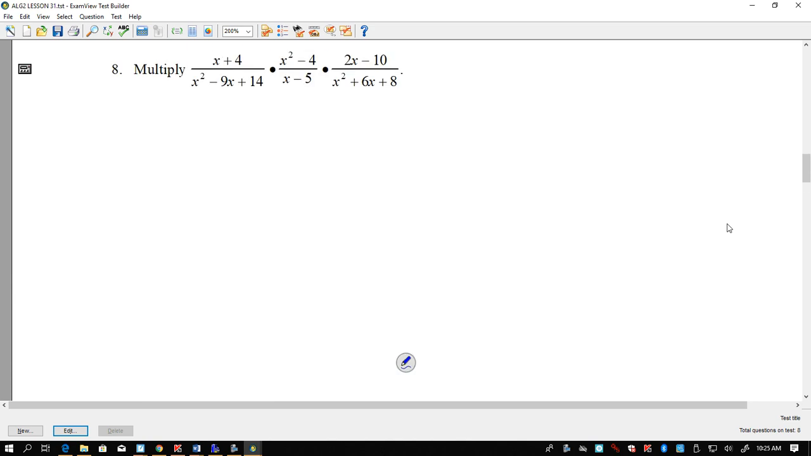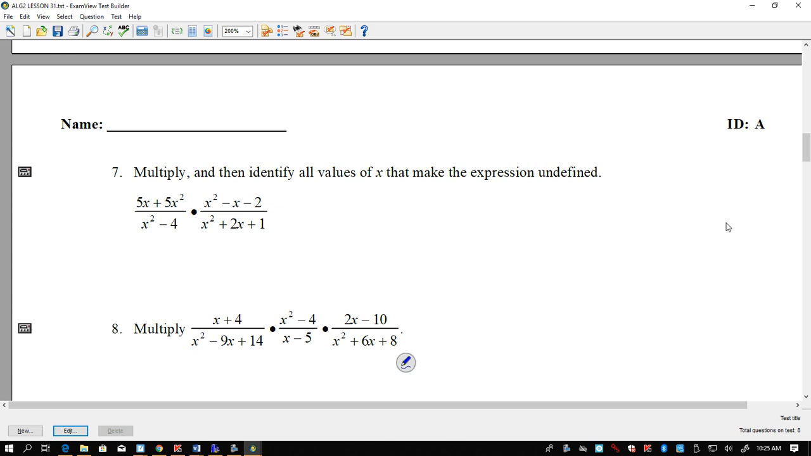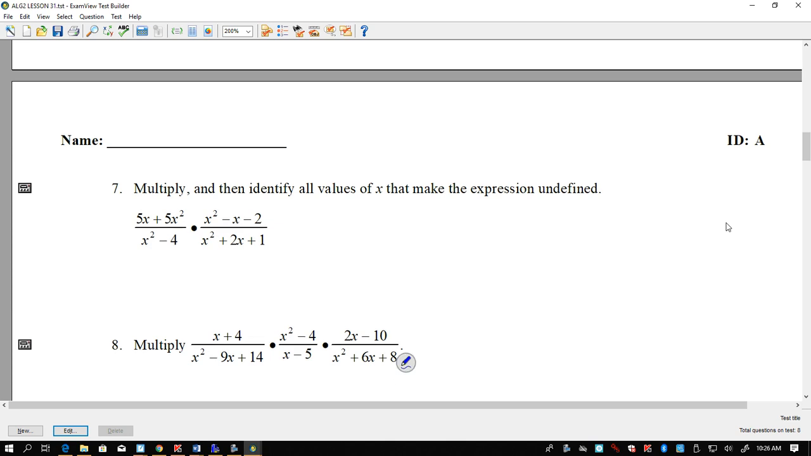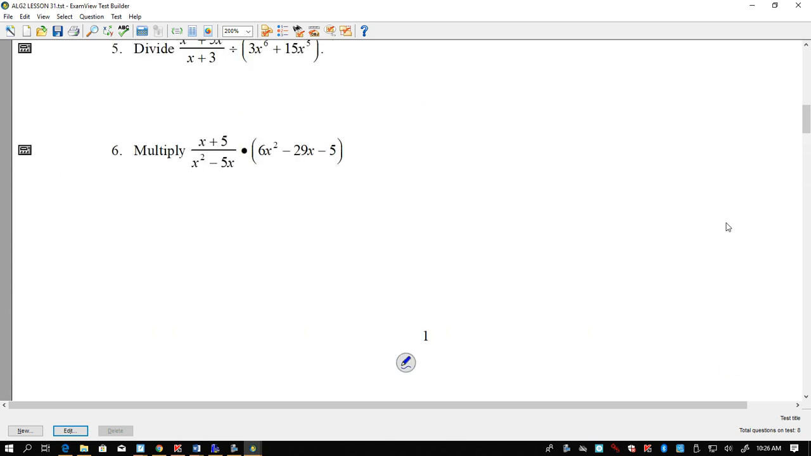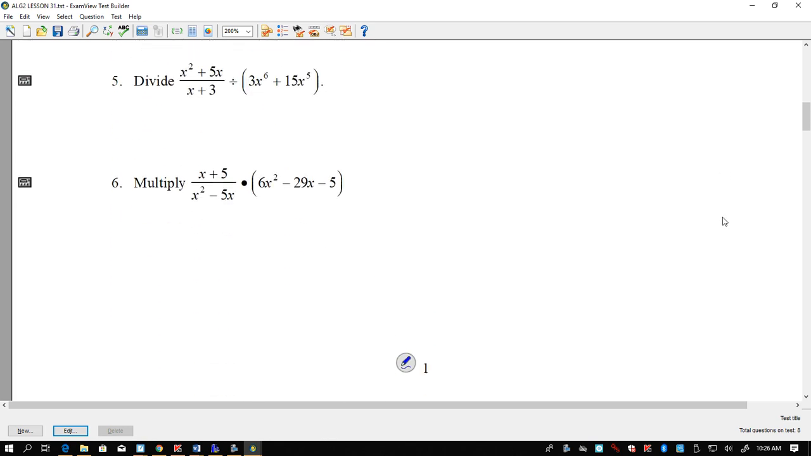What else? We got probably one more question left in us. 6? Okay, good. Because you have several that kind of look like that between 4, 5, and 6. So let's take a look at 6. All right, it's just multiplication. So notice that I'm multiplying by something, but there's no denominator there. So what denominator is there? 1.